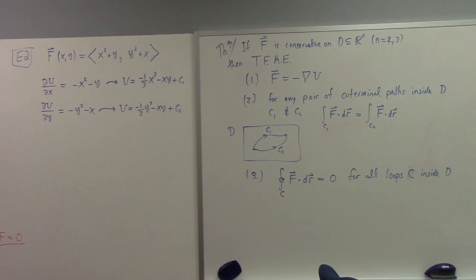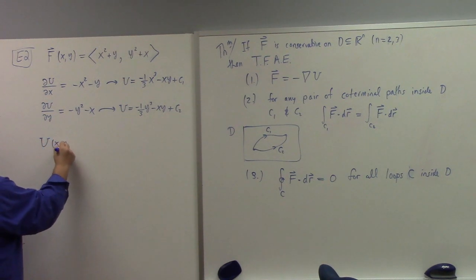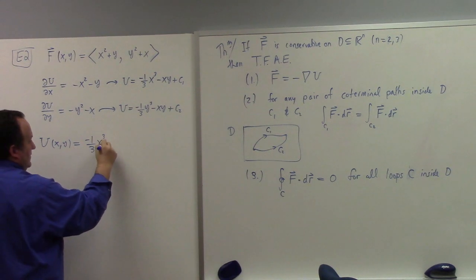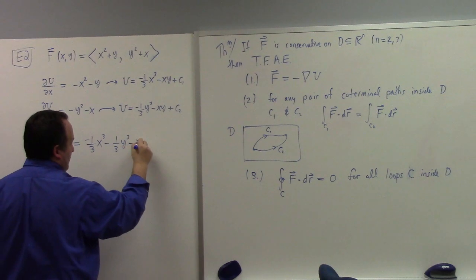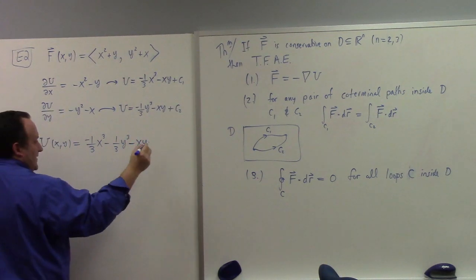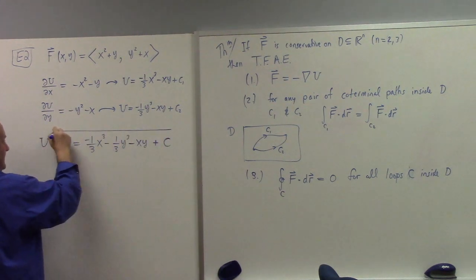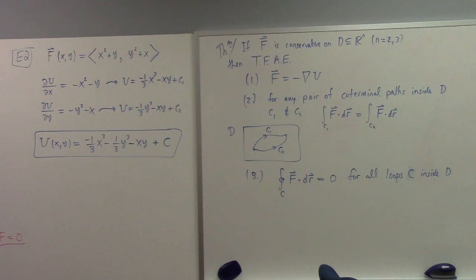If I look at both of those, tilt my head and squint, I can see, aha, my potential energy should be minus 1/3 x cubed minus 1/3 y cubed. I just need one copy of minus xy, like that. And then, of course, I can add a genuine constant over here. This would be the potential energy for this given force.